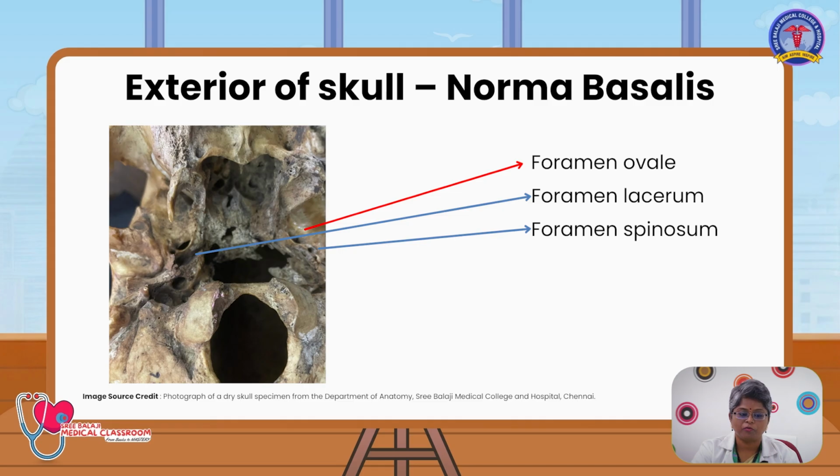What is this foramen ovale? It is an oval foramen which transmits the mandibular nerve, accessory meningeal artery, lesser petrosal nerve and emissary vein. The foramen spinosum transmits the middle meningeal artery and the nervus spinosus. The foramen Vesalius transmits the emissary vein connecting the cavernous sinus with pterygoid venous plexus.